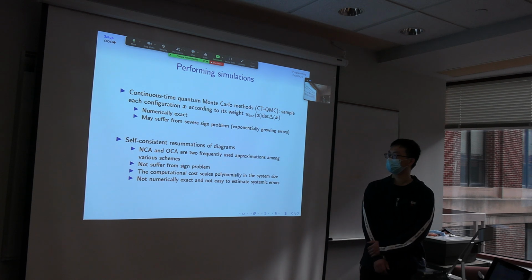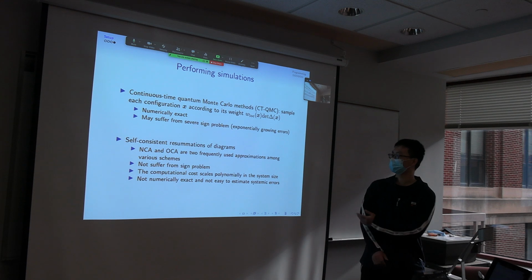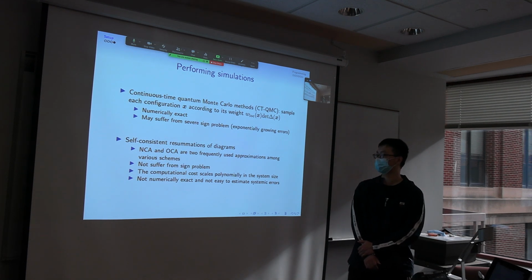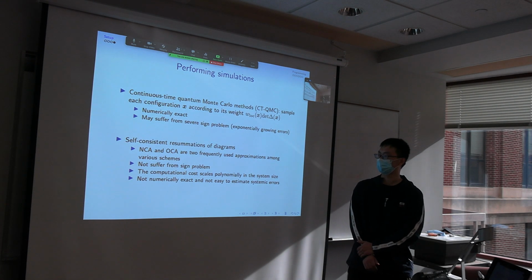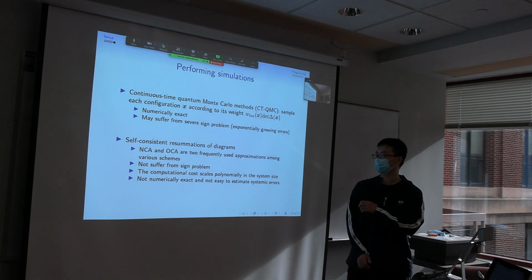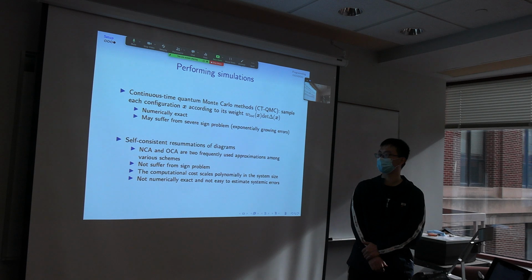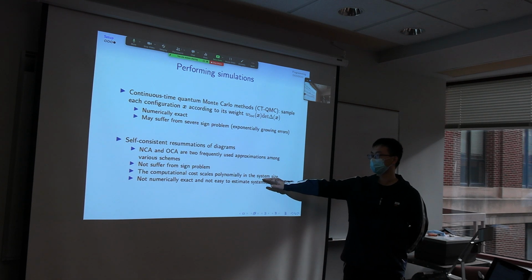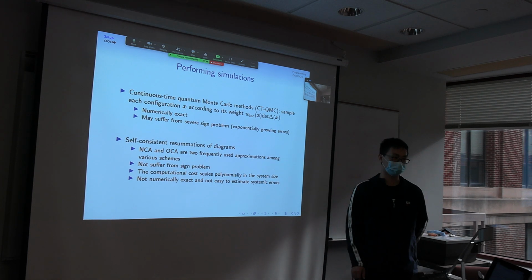And the second method is called self-consistent resummation of diagrams in the literature. NCA and OCA are 2 frequently used methods. The benefit of the second method is it will not suffer from the sign problem, because we only need to iterate 2 self-consistent equations. Another benefit is the computational cost only scales polynomially in the system size.